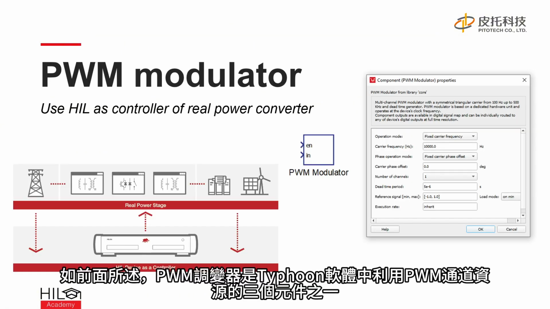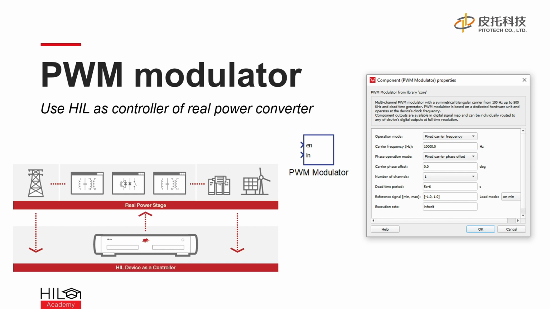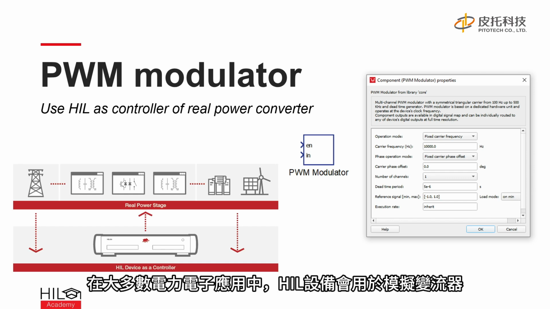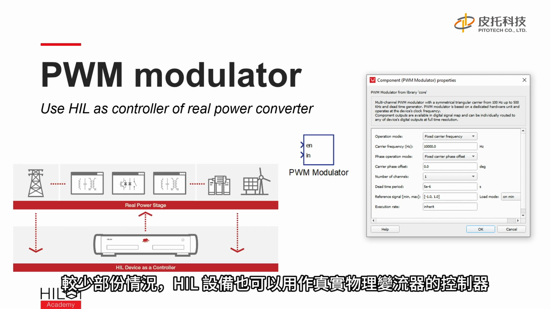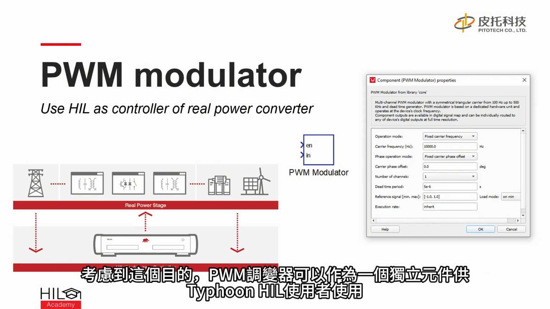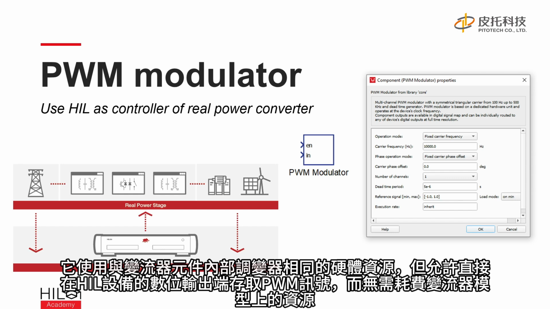As mentioned previously in this lesson, the PWM modulator is one of the three components in the Typhoon software which utilizes the PWM channel's resource. In most power electronics applications, the HIL device is used to simulate converters. What may be less obvious is that the HIL device can be used as a controller for a real, physical converter as well. With this purpose in mind, the PWM modulator was made available to Typhoon users as a standalone component. It uses the same hardware resources as the internal modulator inside converter components, but it allows access to the PWM signals directly in SCADA and at the HIL device's digital outputs without expending resources on a converter model.